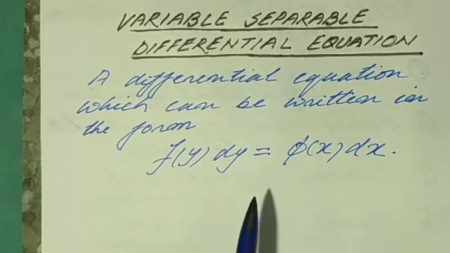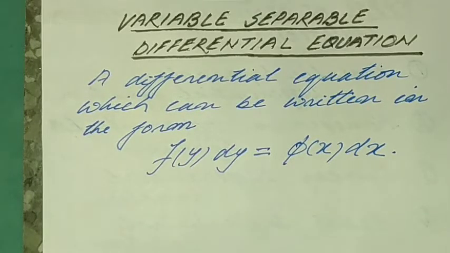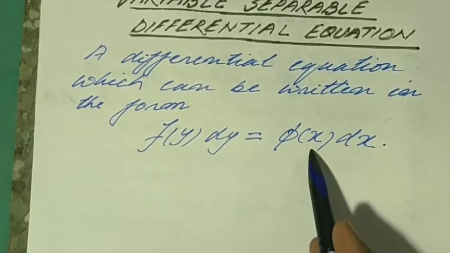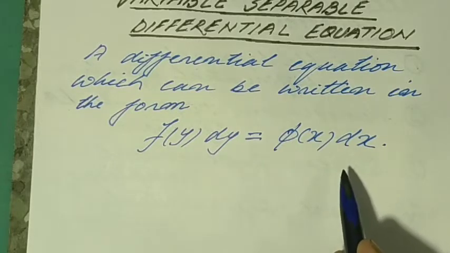That is, if it is possible in a differential equation that we may transpose all the terms having y and the operator dy on one side of equality and all the terms having x and operator dx on the other side of equality, then the equation is said to be a variable separable differential equation.